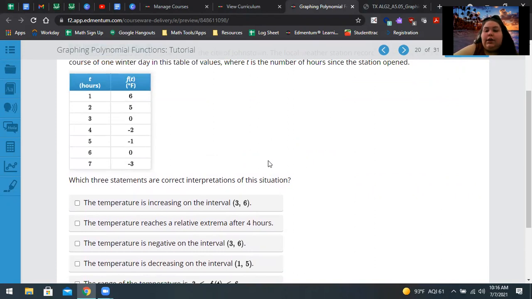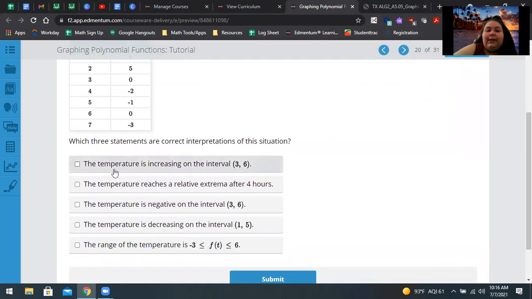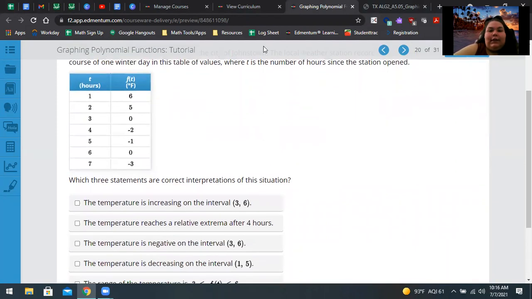Again, you can draw it off, or we can just verify. The temperature is increasing over the interval of 3 to 6. So if I look specifically from 3 to 6, is the temperature increasing? Here's my 3 hour to 6 hour. I go from 0 to -2 to -1, then to 0. Between those numbers, am I increasing always? If it's true, you're going to select it. If it's false, do not select it. Let's take a look at the next one.